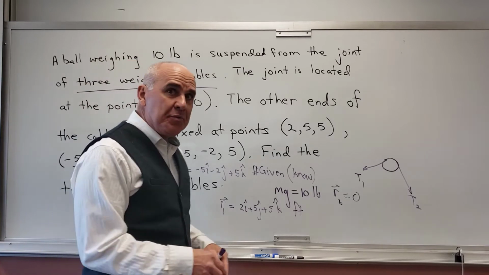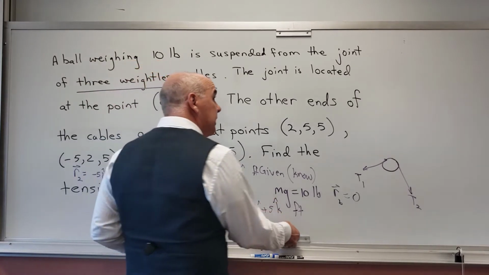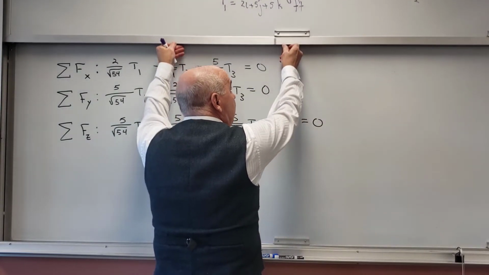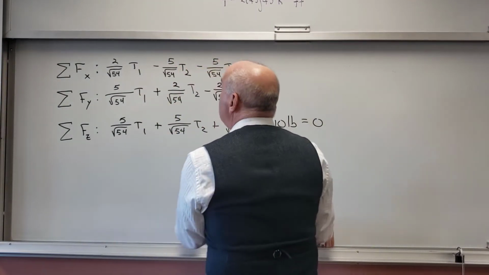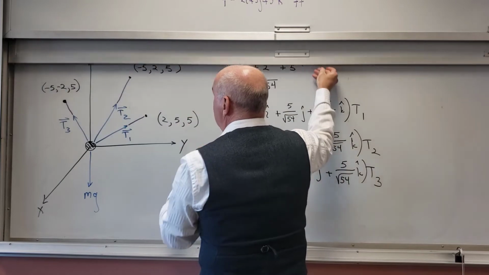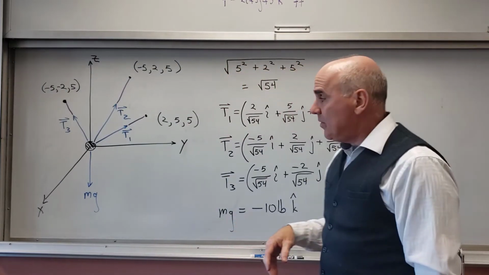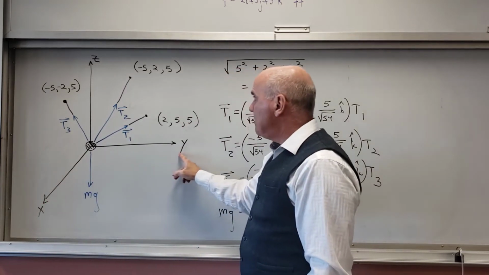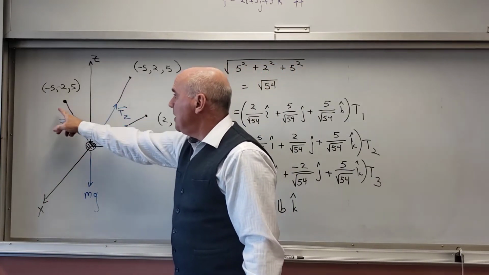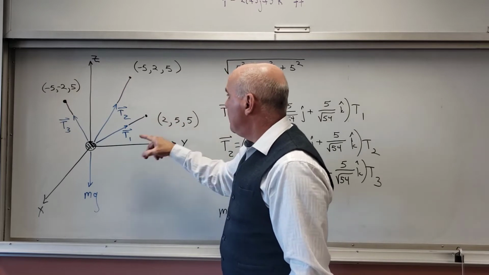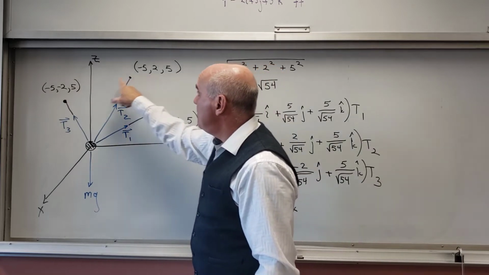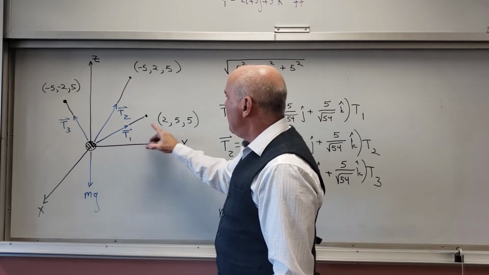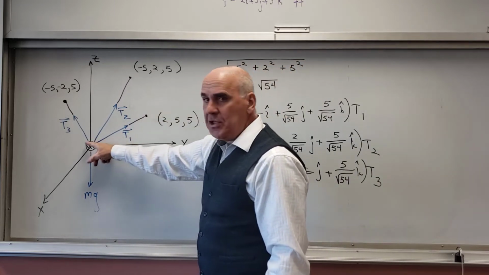All right, step number 3, we want to draw a diagram. So I've done that. The diagram is here, right? So there's my diagram. You can see X is coming out of the board, Y is to the right, Z is up. Here are the 3 positions, R1, R2, and R3. And then I've shown in this diagram the ball right here at the origin.